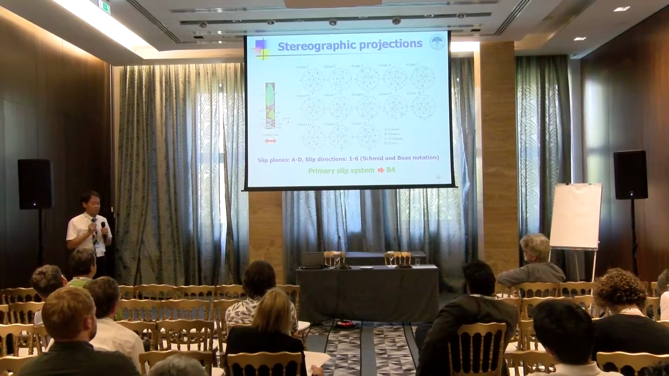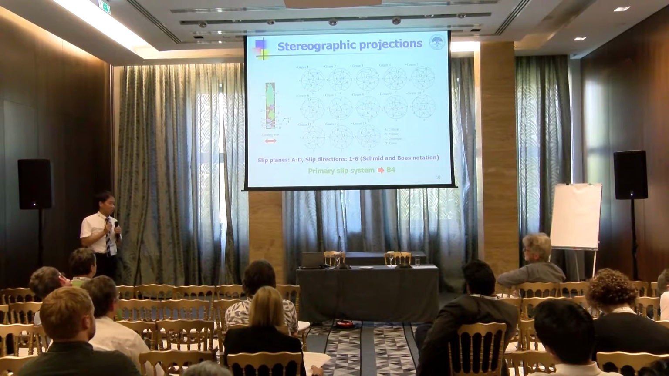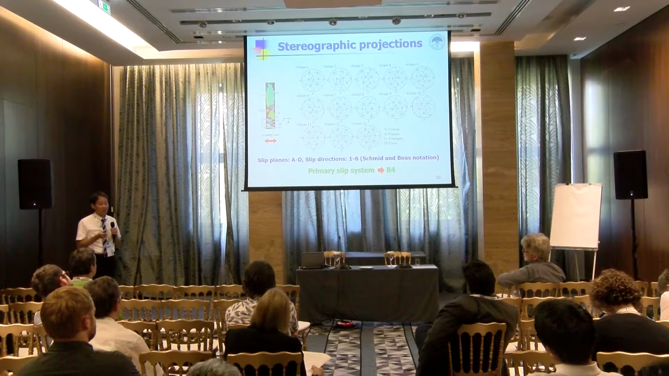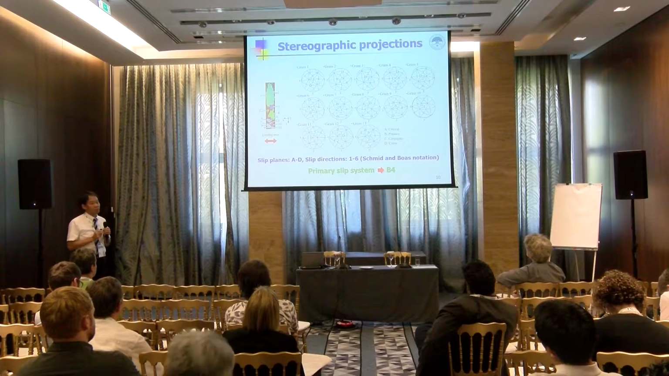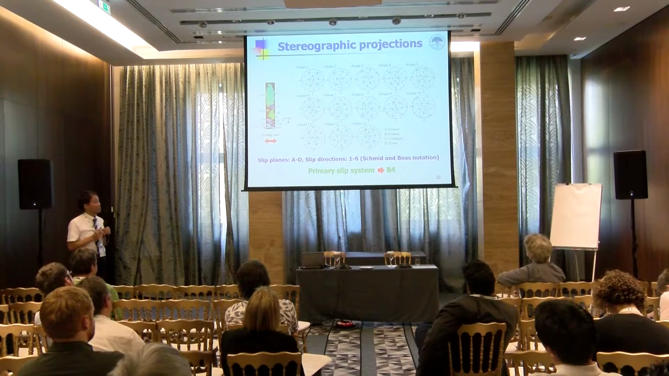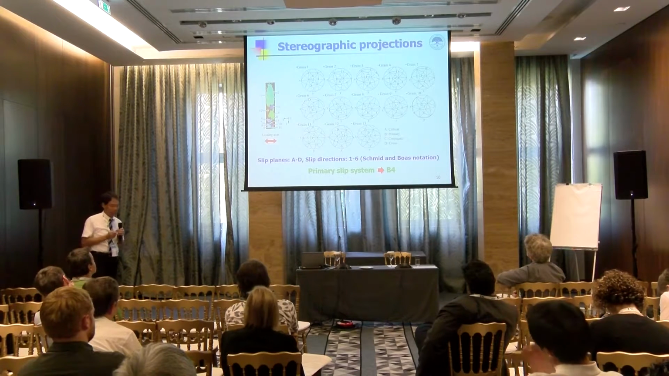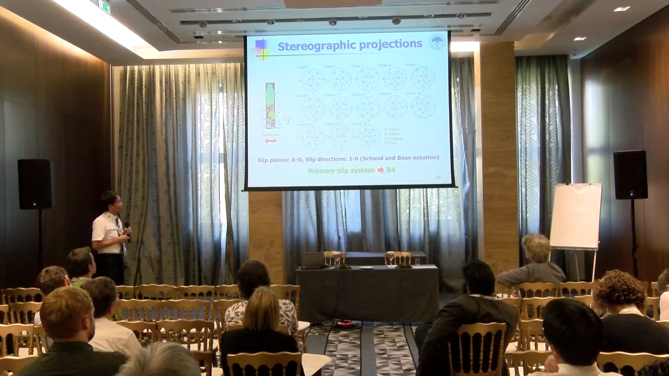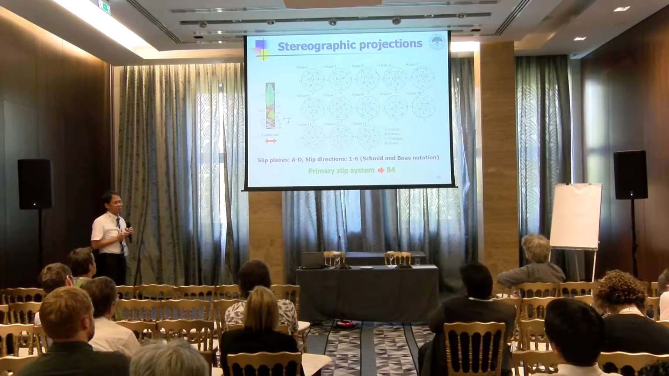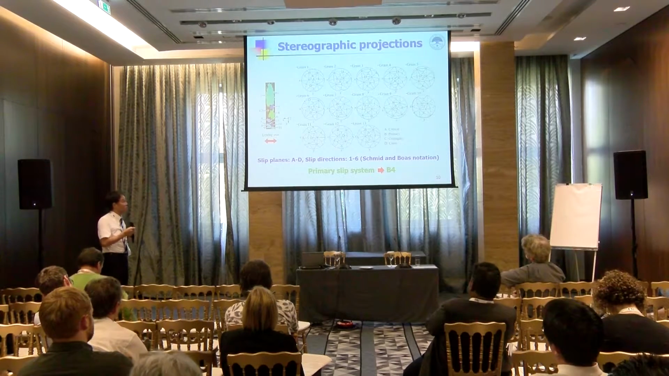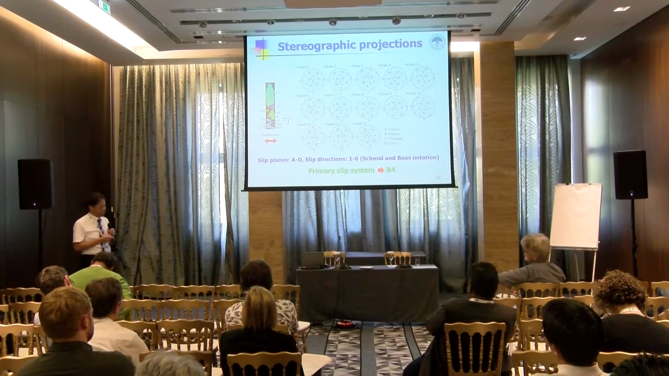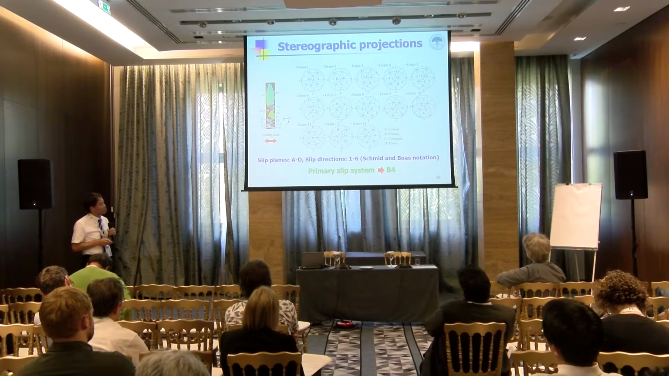a face-centered cubic structure with 4 slip planes and 3 slip directions per plane, which gives a total of 12 slip systems. So in this projection, the slip planes and slip directions are labeled A to D and 1 to 6 respectively, on the basis of the Schmid and Boas notation. In this notation, the primary slip system, which gives the highest resolved shear stress, decided only by the loading axis and the crystallographic orientation, is expressed as B4, the combination of the slip plane B and slip direction 4.